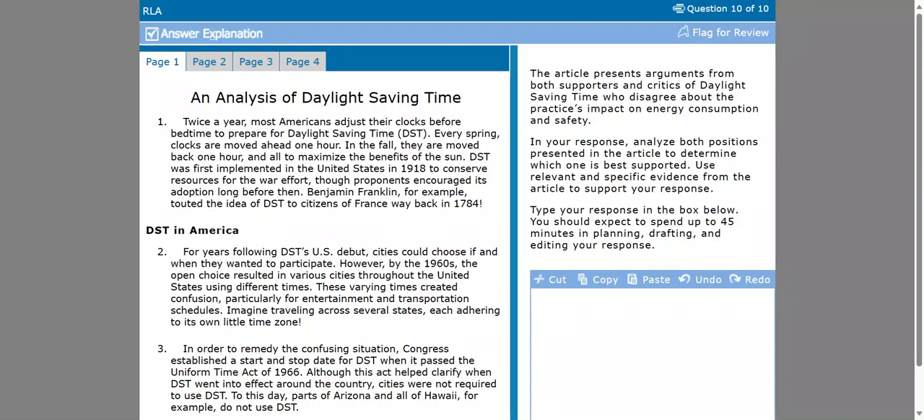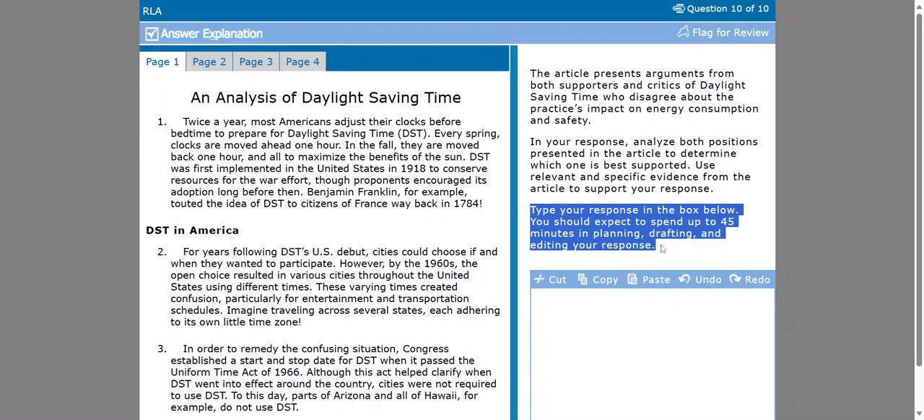Now let's take a look at the next part here where it says use relevant and specific evidence from the article to support your response. So, what this is saying here is that they're expecting you to use text evidence from the article to, again, make your point. All right, now the next part. It says type your response in the box below. You should expect to spend up to 45 minutes in planning, drafting, and editing your response. Now, notice how it didn't say anything about reading. So it's mostly focused on the planning, drafting, and editing of your response.